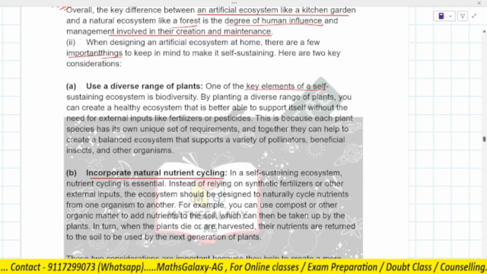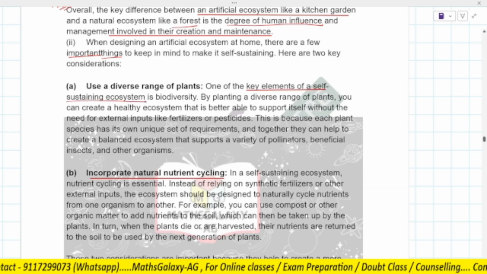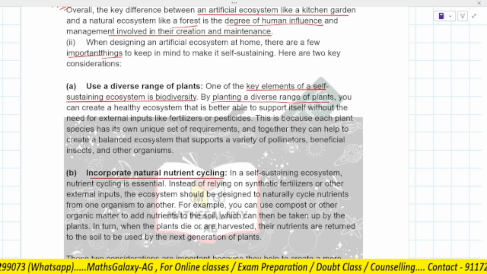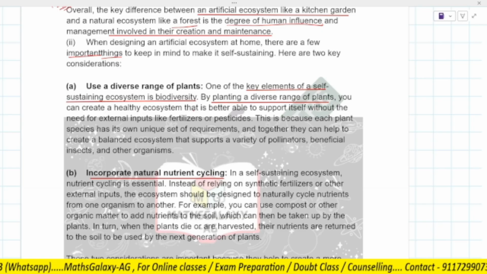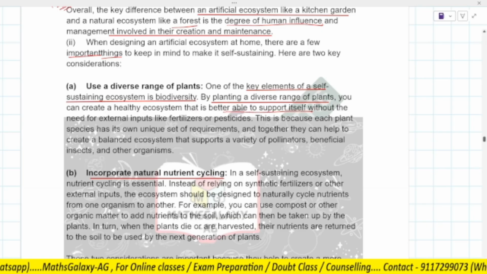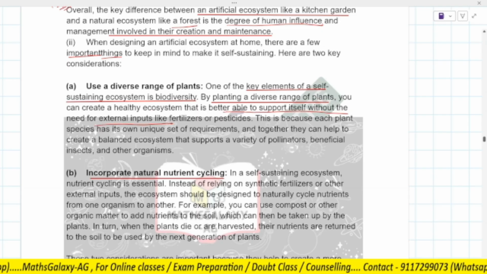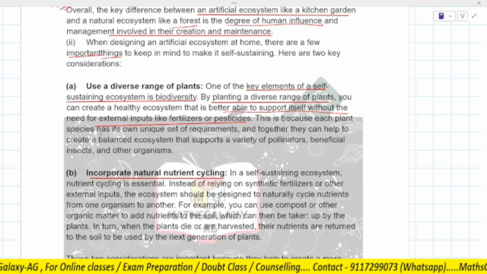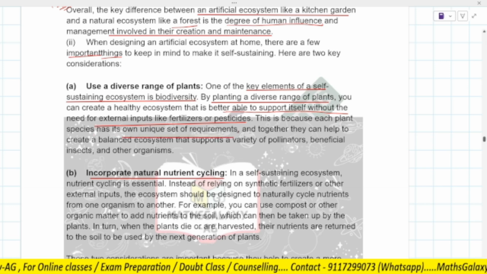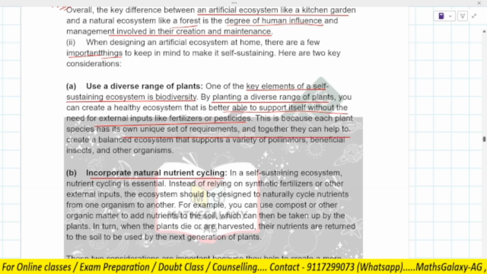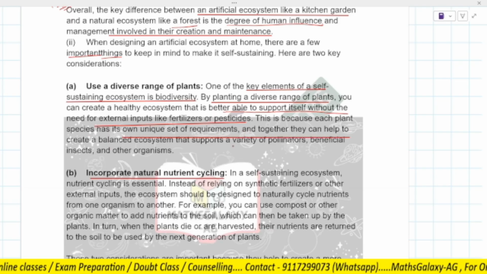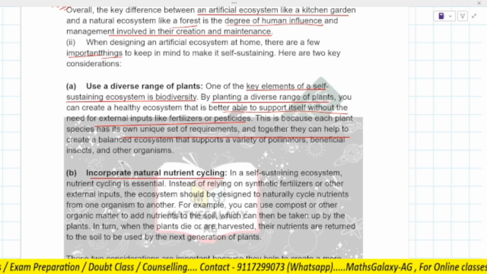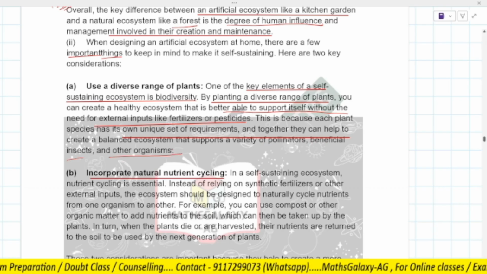One of the key elements of a self-sustaining ecosystem is biodiversity. By planting a diverse range of plants, you can create a healthy ecosystem that is better able to support itself without the need for external inputs like fertilizers or pesticides. This is because each plant species has its own unique set of requirements, and together they can help to create a balanced ecosystem that supports a variety of pollinators, beneficial insects, and other organisms.